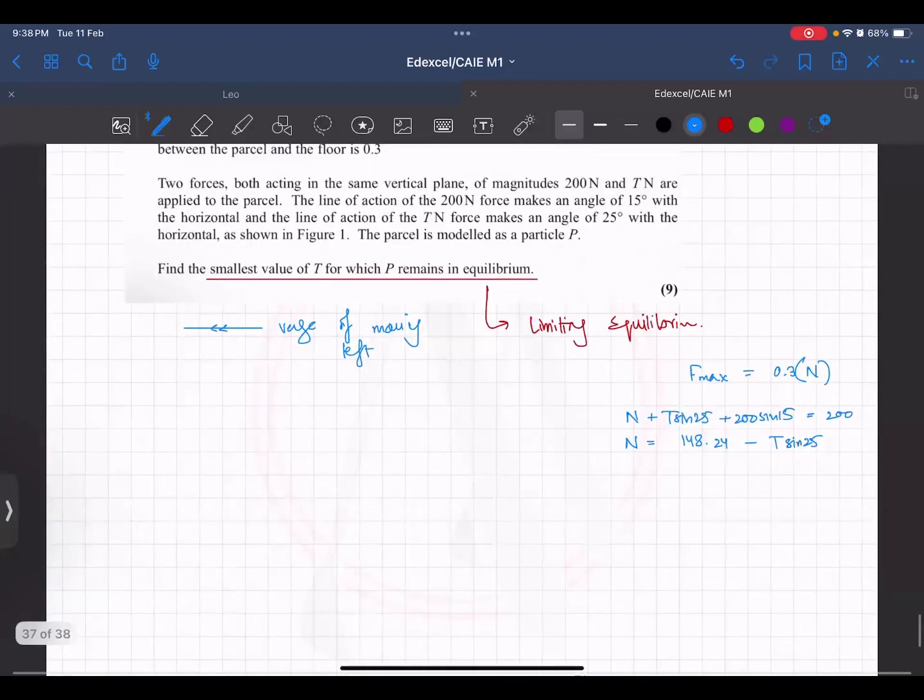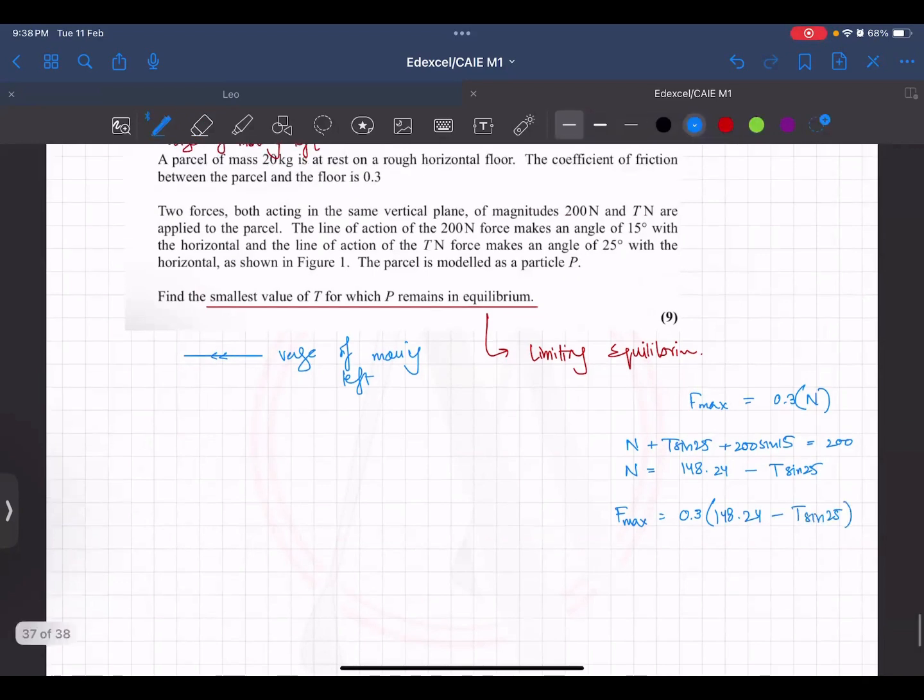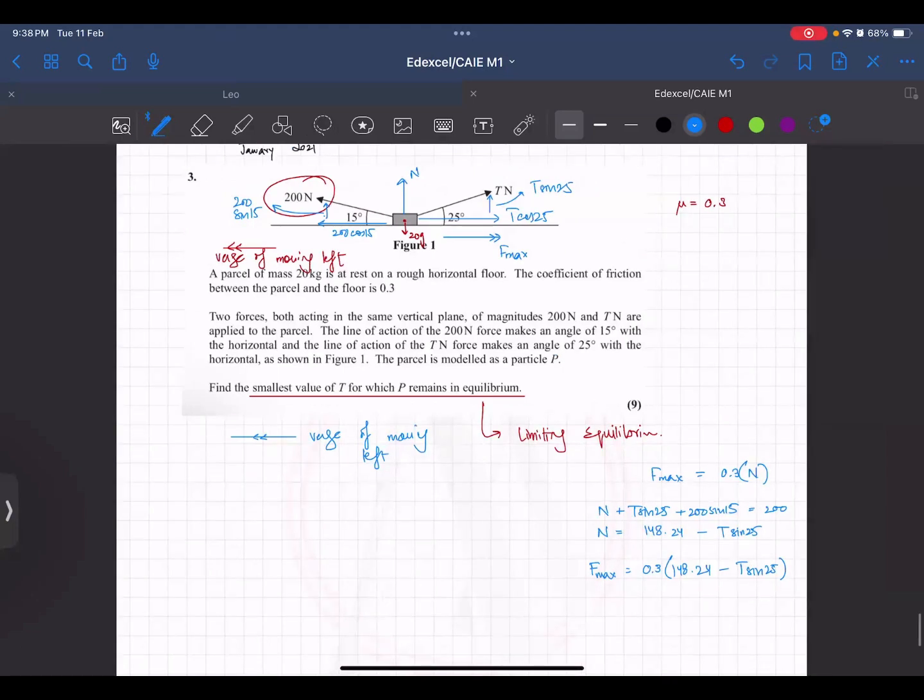So the friction would be 0.3 times (148.24 minus T sin 25). Now you form the equation for F equals ma. But not F equals ma, because acceleration, we know it is in limit equilibrium, so this would be 0. So the forces on the left side are equal to the forces on the right side.